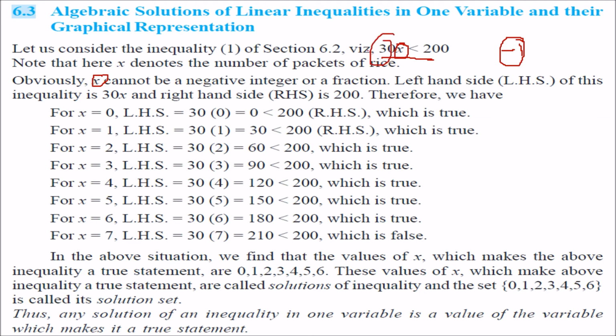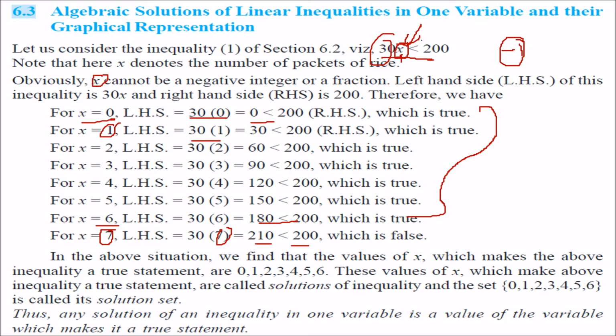See, on the left hand side, we place the value of x. If x is equal to 0, 30 into 0 is 0. So 0 is less than 200. Place 1 here: 30 into 1 is 30, which is less than 200. And likewise, till we reach 6, everything is okay, because 180 is less than 200. But as we reach 7, and we multiply 30 by 7, and he intends to take 7 packets, he will not be able to take. Why? Because 7 3s are 21, so 210. This will exceed the amount he is limited up to.